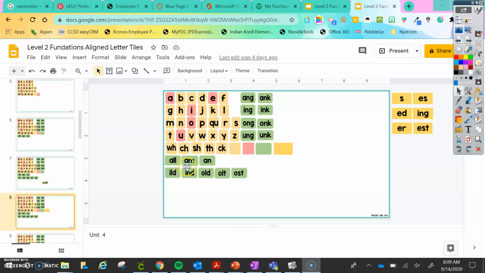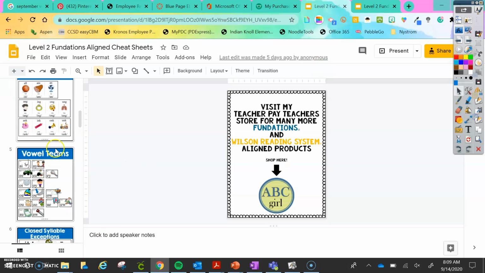A-L-L, ball, all; A-M, ham, am; A-N, fan, an; A-N-G, fang, ang; A-N-K, bank, ank; I-N-G, ring, ing; I-N-K, pink, ink; O-N-G, song, ong; O-N-K, honk, onk; U-N-G, lung, ung; U-N-K, junk, unk; I-L-D, wild, ild; I-N-D, find, ind; O-L-D, cold, old; O-L-T, colt, olt; O-S-T, post, ost.